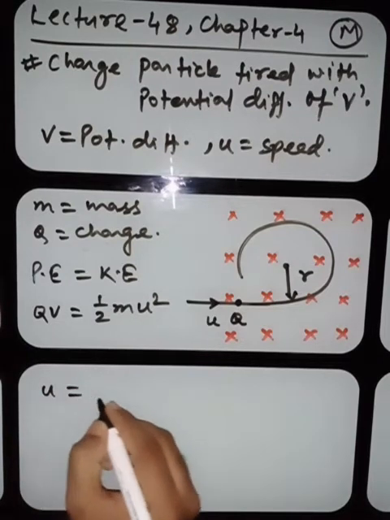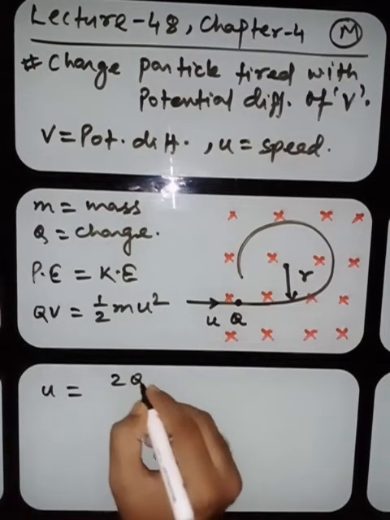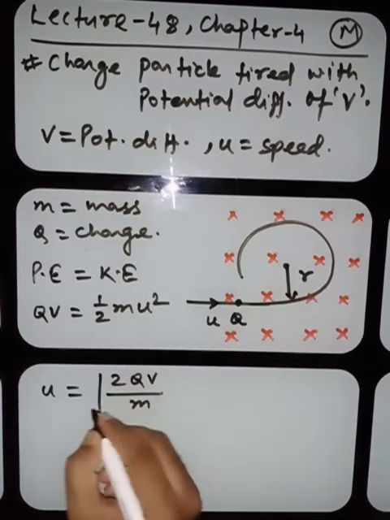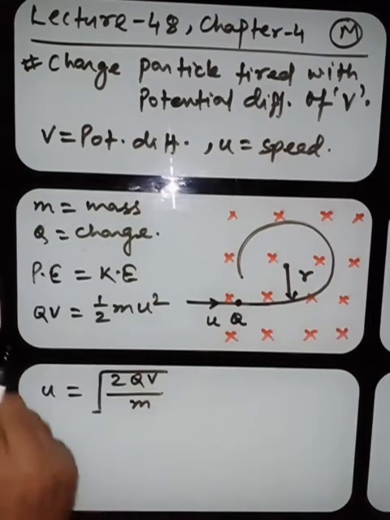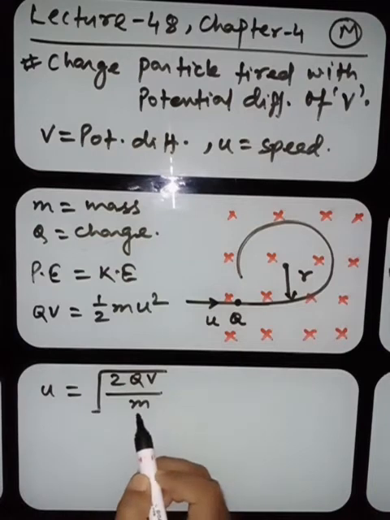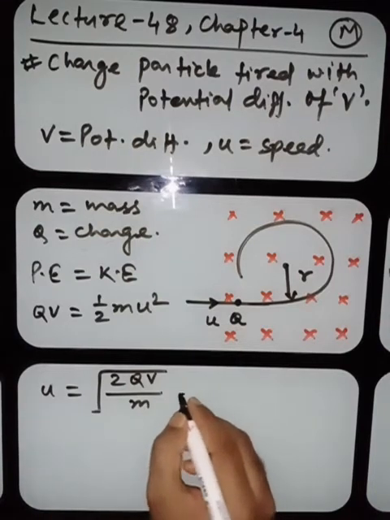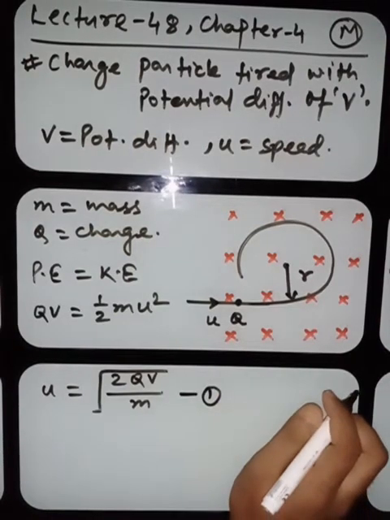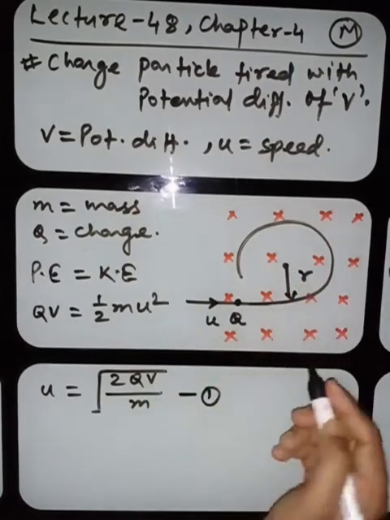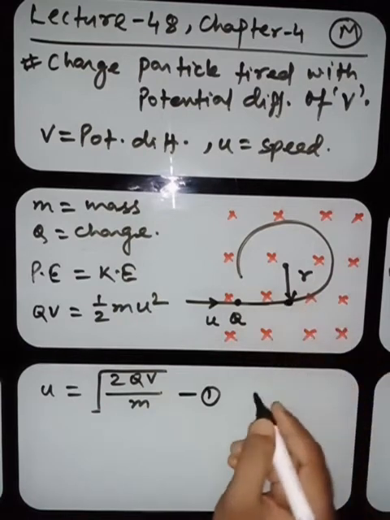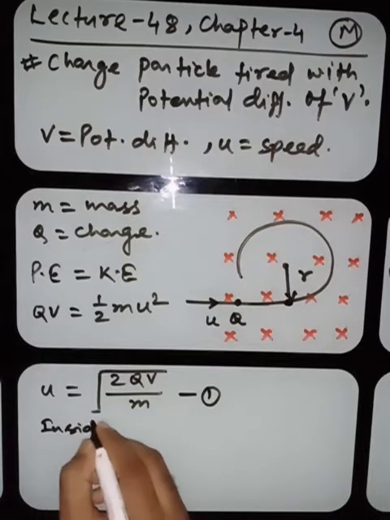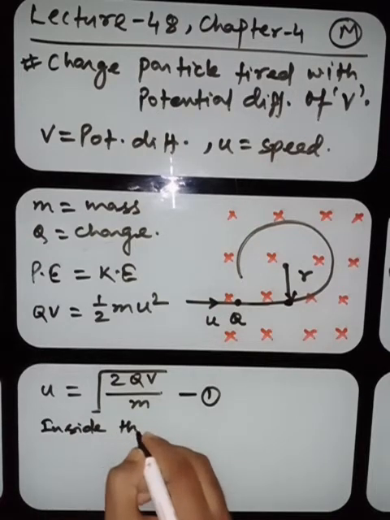All right, here you can find the velocity. So u can be written as root under 2qV divided by m. This is the velocity. Now we know that to find the radius, as this charged particle moves inside the magnetic field, at this point two forces are acting inside the field.